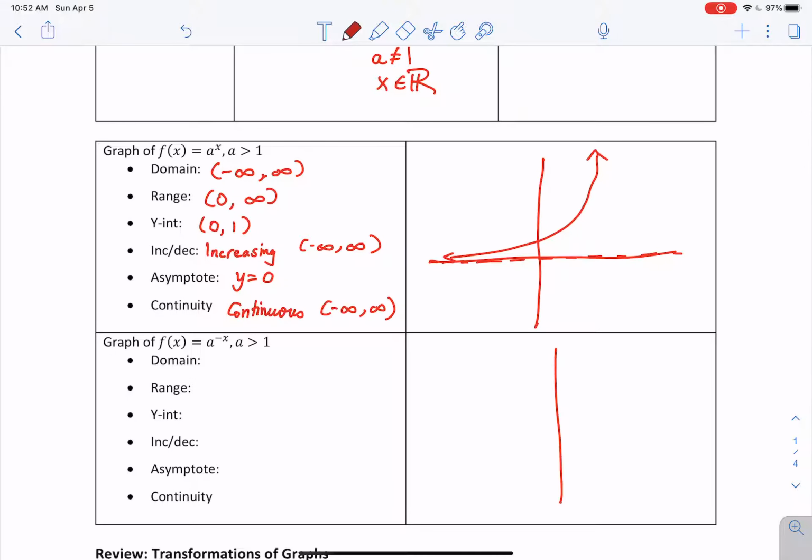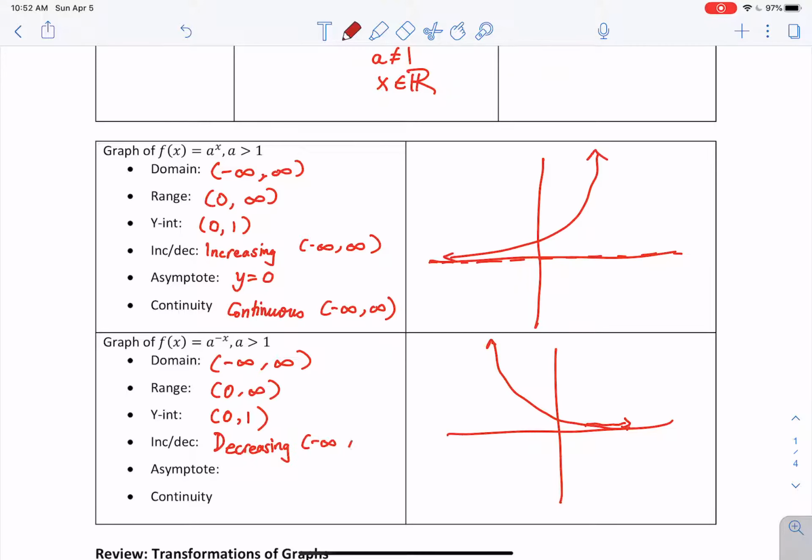We can also do decay with a to the negative x. And that one looks like this. Again, it shouldn't touch the 0. Very similar domain and range. The y-intercept is still (0, 1). In this case, it's always decreasing instead of increasing. It still has the same asymptote, and it still is continuous.